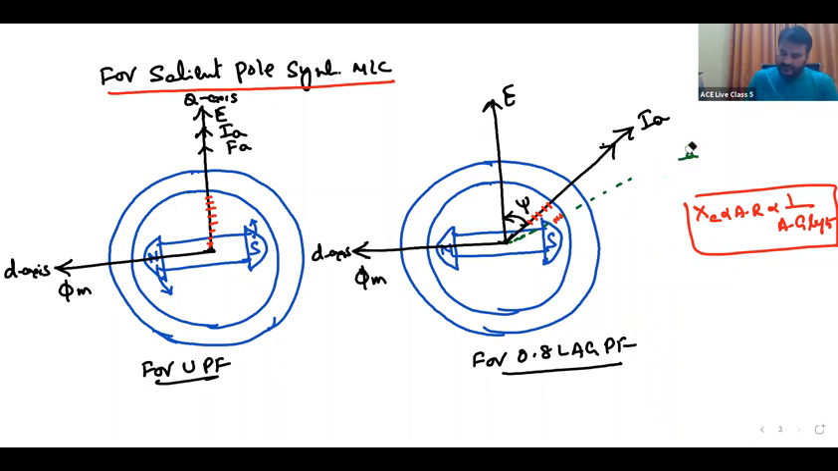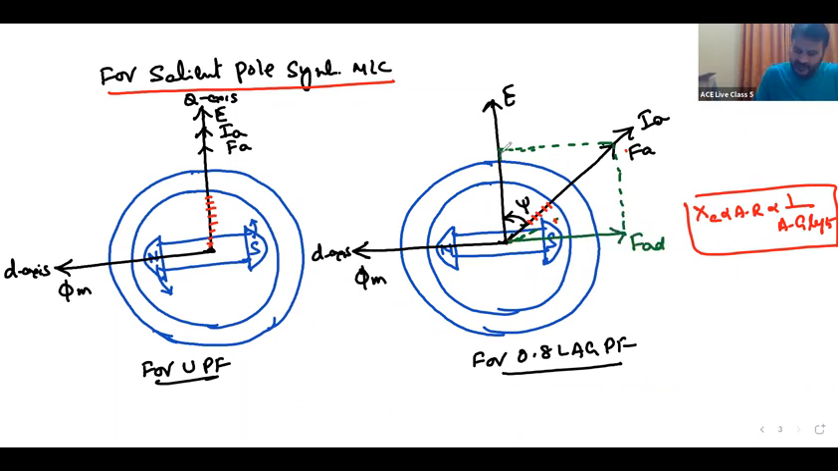That is given by Blondel. What he has proposed is that instead of having FA, let us divide that FA into two components: one along the direct axis, another along the quadrature axis. This is FAD, the direct axis component, and this is the quadrature axis component, FAQ.